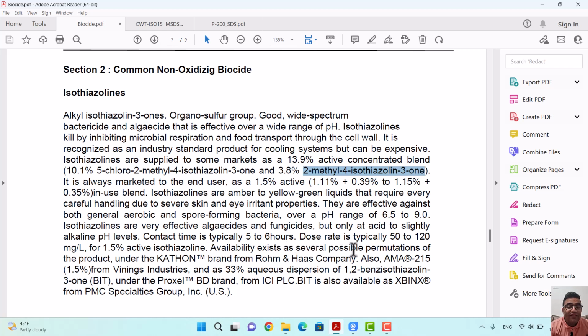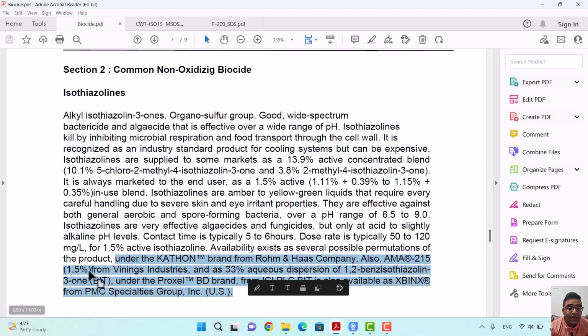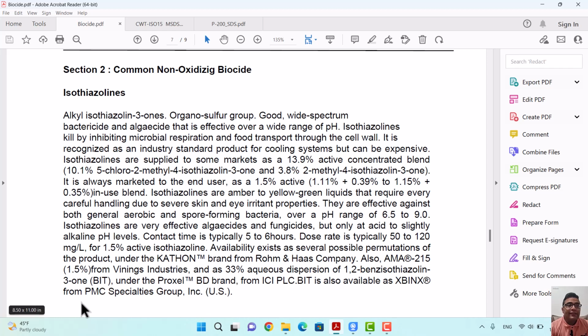Availability exists as several possible permutations of the product under these companies. These companies, as you can see, highlighted here, provide isothiazoline to the market. You can download this PDF from my website and check the isothiazoline products with these companies.